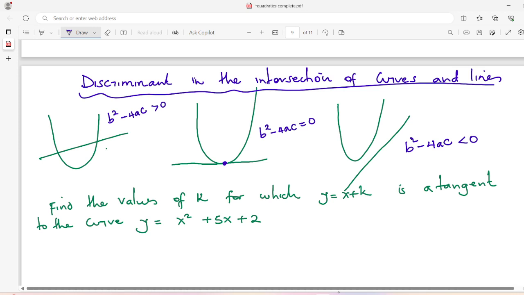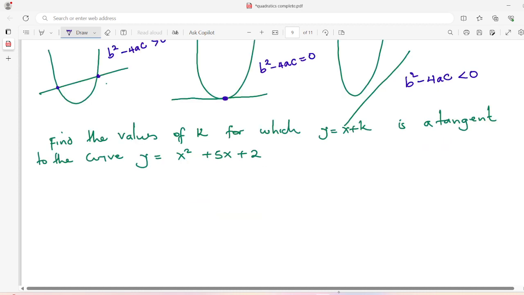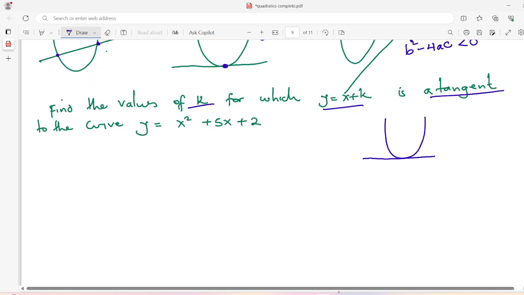So we use the idea of discriminant still on intersections. If they intersect twice, we get 2 points of intersection, meaning we can get two solutions that are distinct. If it is equal to 0, we get one solution that is repeated. And if they do not meet, it means we cannot solve. So we are going to answer this question. They're saying find the values of k for which the line is a tangent. So you need to know if a line is a tangent, it means the discriminant we shall use is b squared minus 4ac equaling 0. But remember, we use this discriminant on a quadratic graph.